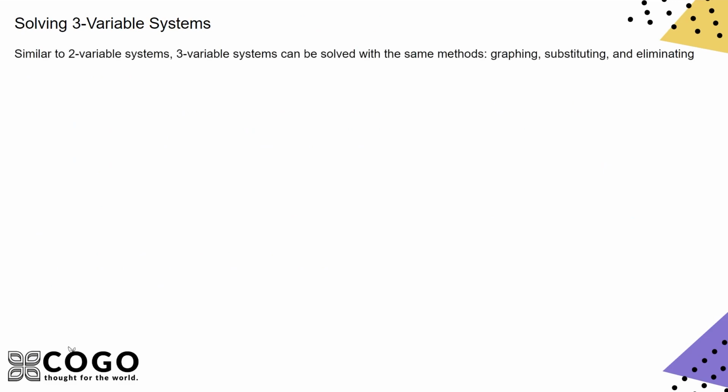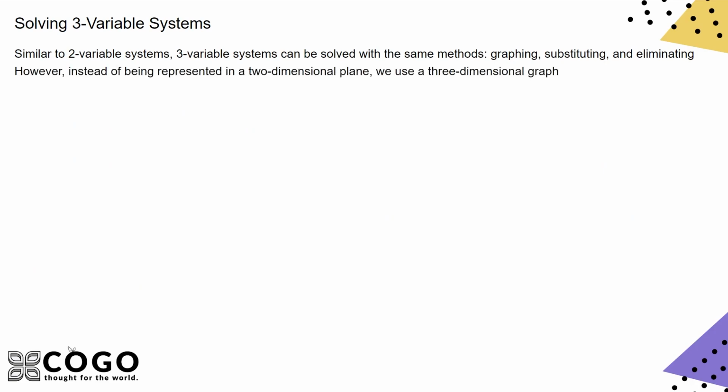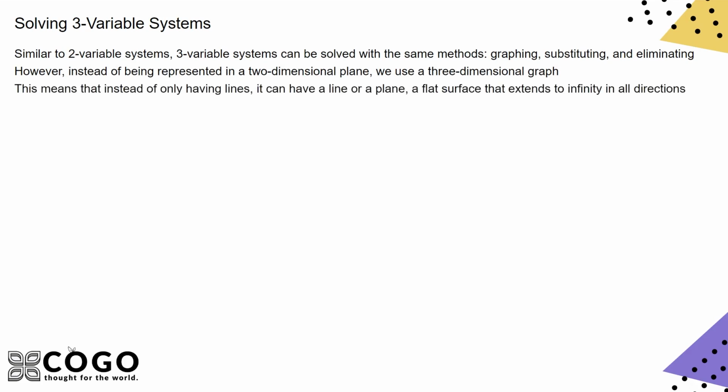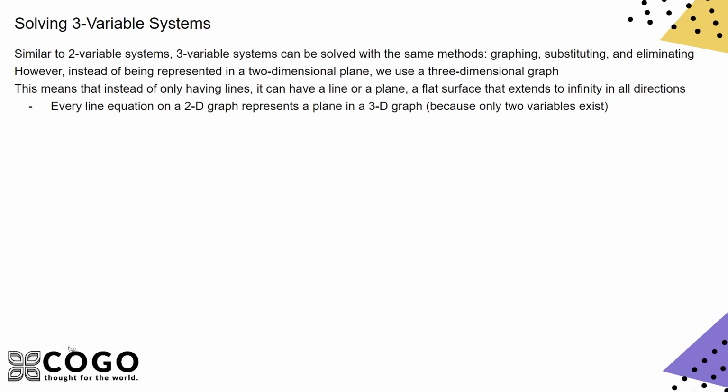Similar to two-variable systems, three-variable systems can be solved with the same methods: graphing, substituting, and eliminating. However, instead of being represented in a two-dimensional plane, we use a three-dimensional graph. This means that instead of only having lines, it can have a line or a plane, which is a flat surface that extends to infinity in all directions. Every line equation on a 2D graph represents a plane in the 3D graph. This is because only two variables exist.